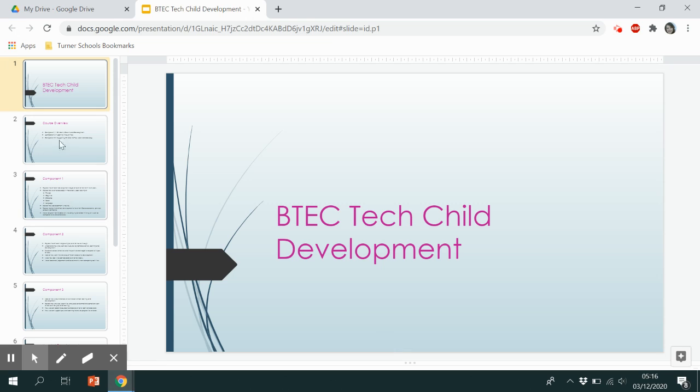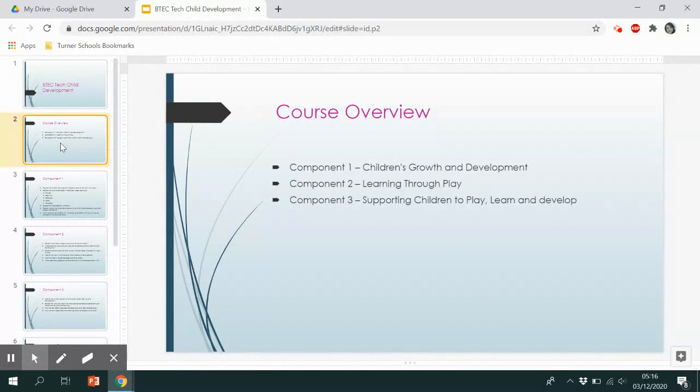This is a course about how children learn and develop through the ages from birth to 5 years. The course overview: there are 3 different components in child development that we study. The first component is an internal component where you develop coursework and is what we call children's growth and development. The second component is what we call learning through play. Again, this is an internal unit and assessed through coursework. And the final component you'll undertake is an examined unit, so it's external. This is supporting children to play, learn and develop.